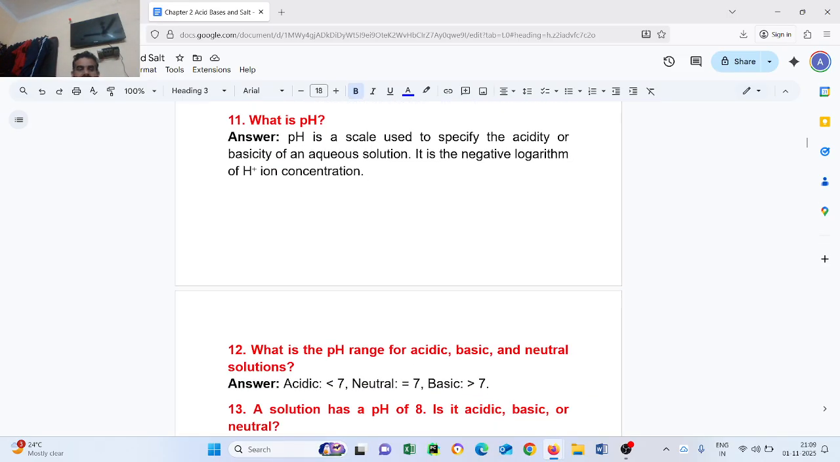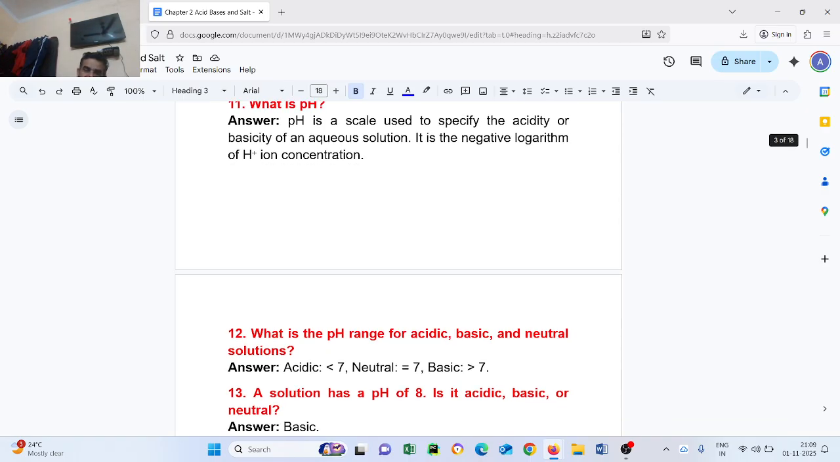Question number 12. What is the pH range for acidic, basic and neutral solution? For acidic solution it is less than 7, neutral equal to 7, basic more than 7.